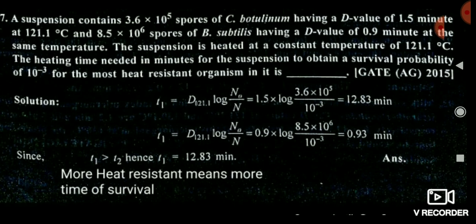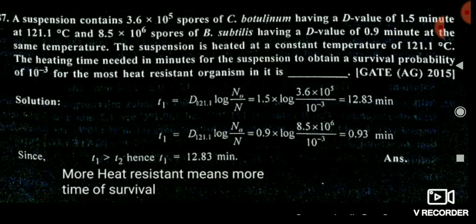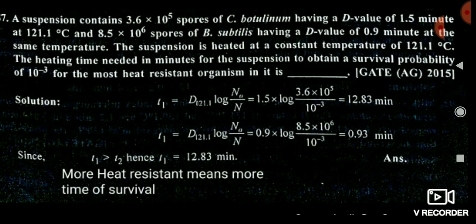So I have calculated here T1 T2. Sorry, it is written by mistake, both places it is written like T1, but you consider that the first one is T1 and the second one is T2. So T1 value I have got, that is 12.83, and T2 value I have got, that is 0.93 minute. So you can clearly understand that T1 is greater than T2, so the first one is more heat resistant. That's it. Very simple question. You have to understand only the logic of heat resistance.